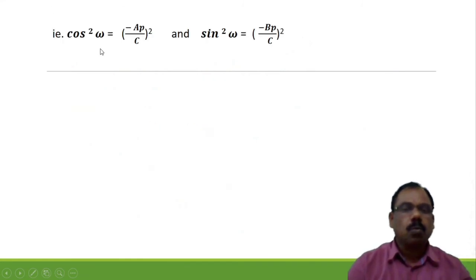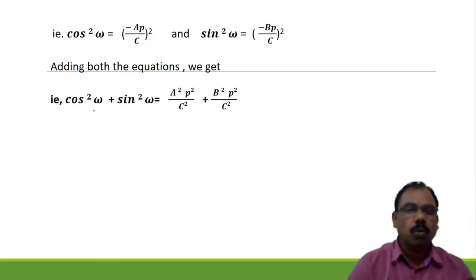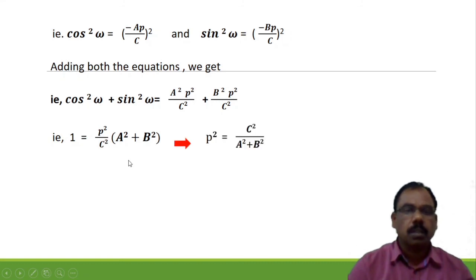Squaring, we get cos square omega equal to minus ap by c whole square and sin square omega equal to minus bp by c whole square. Adding both the equations, we get cos square omega plus sin square omega is equal to a square p square by c square plus b square p square by c square. On simplifying, 1 is equal to p square by c square into a square plus b square, or p square is equal to c square by a square plus b square, which implies p equal to plus or minus c by root of a square plus b square.